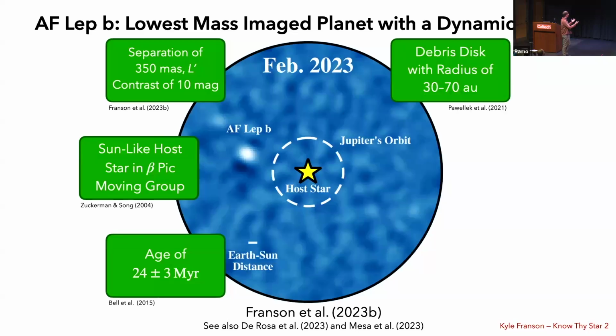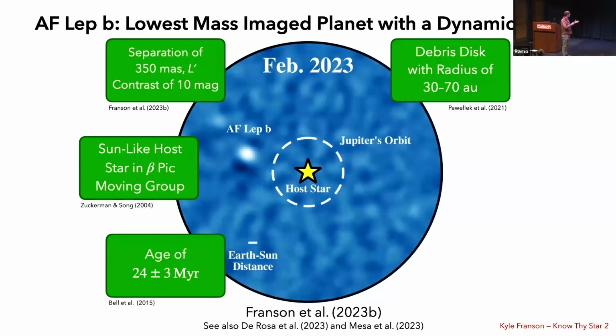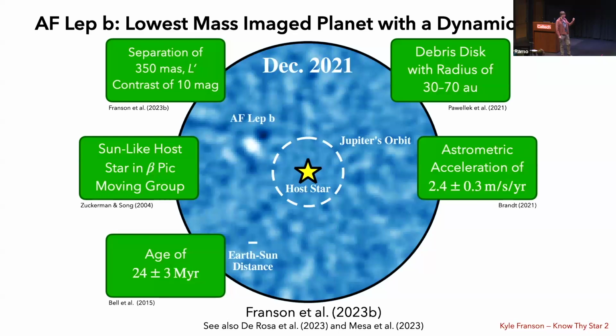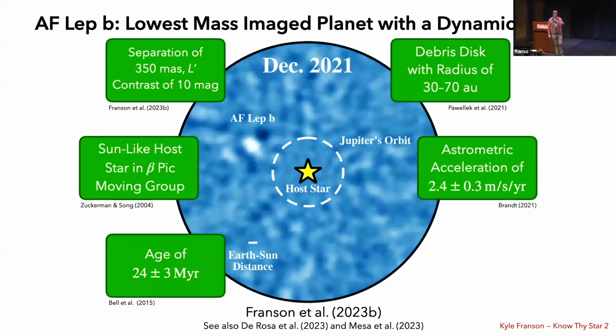AFLAP-B follows in a tradition of planets being imaged around stars that host debris disks. Here the debris disk is inferred from the SED of the host star, so you have to model it, but it has a rough radius of 30 to 70 AU. Now, the astrometric acceleration signal that led us and other teams to image the star and recover this planet is 2.5 meters per second per year. So this gives a sense of the physical scale that's needed to access a planet like this.